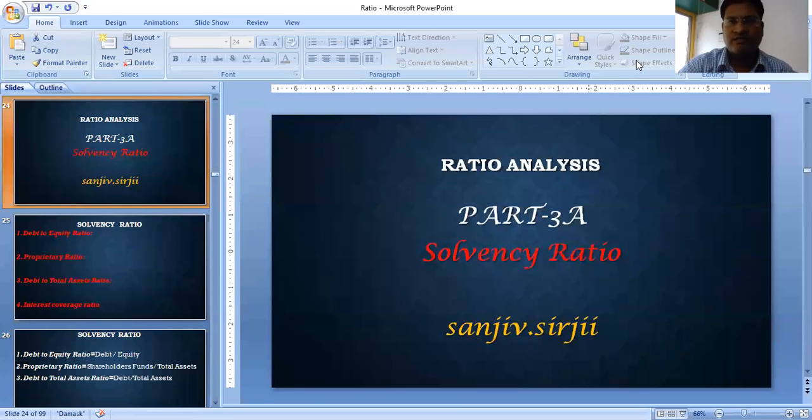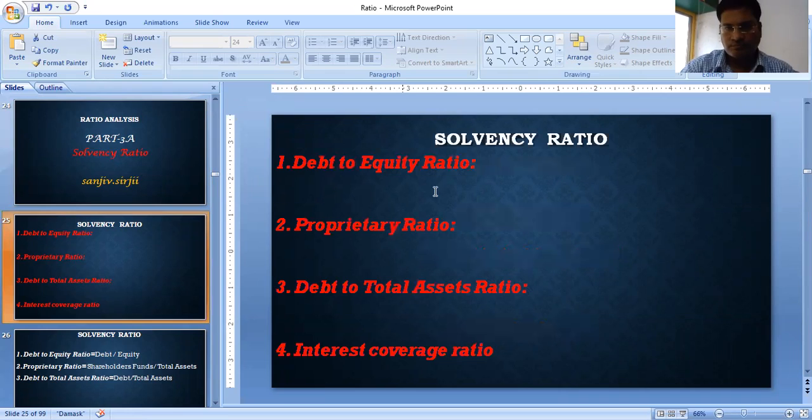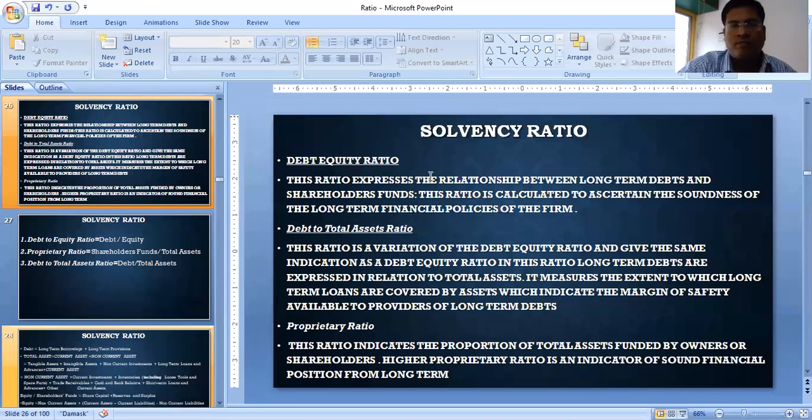So students, now we will be doing solvency ratio. There are four solvency ratios: debt equity ratio, proprietary ratio, debt to total asset ratio, and interest coverage ratio. Now we will understand. So the first one, debt equity ratio.